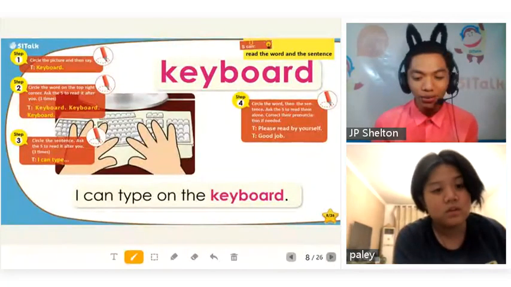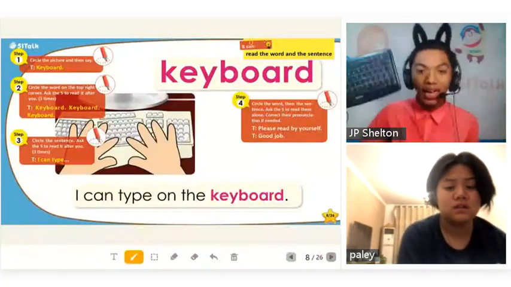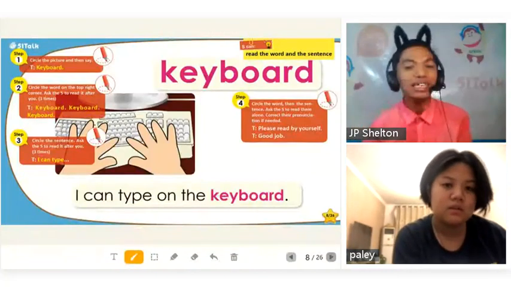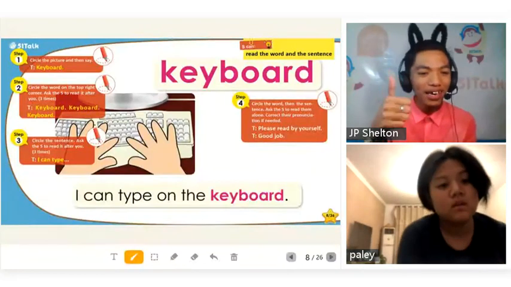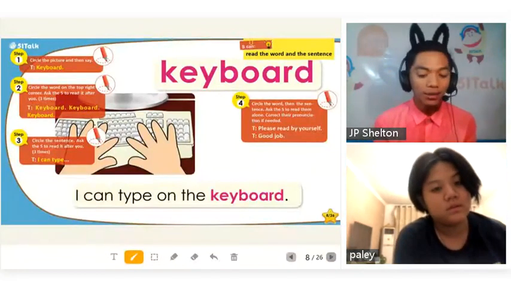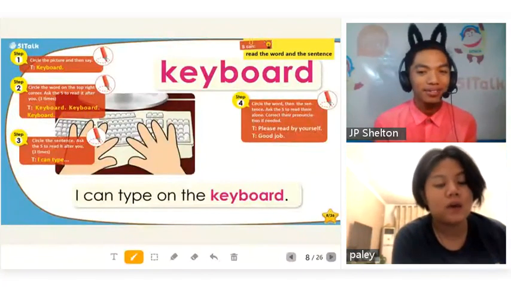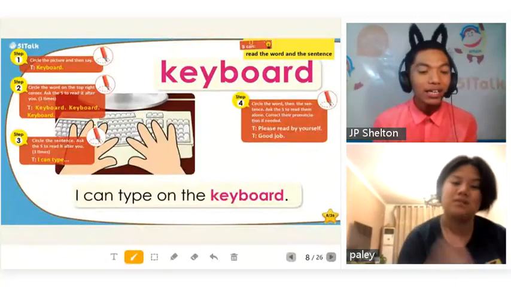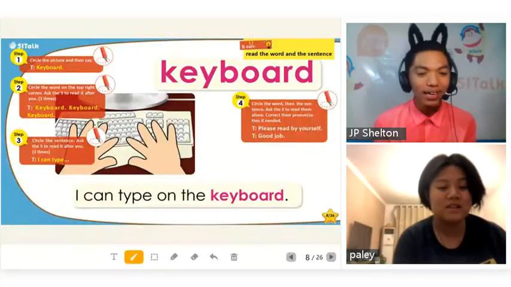The next word that we have is keyboard. Keyboard. Now let's read it three times. Keyboard, keyboard, keyboard. Very good. Now let's read the sentence. I can type on the keyboard. I can type on the keyboard. Very good. Great job. Can you type on the keyboard? Yes, I can. Very good. Now let's go to the next page.